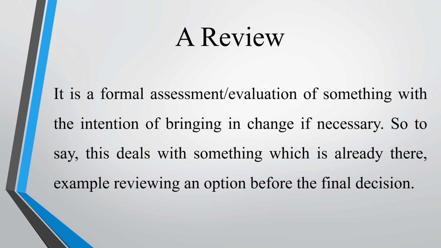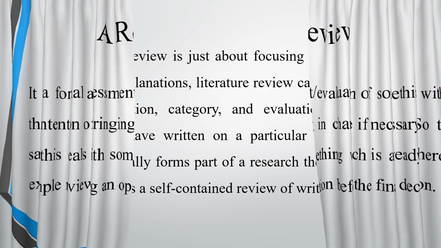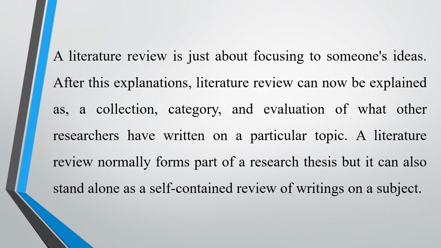Example, reviewing an option before the final decision. So a review is just going through something that has been already done by someone. So a literature review is about focusing on someone else's ideas. After this explanation, a literature review can now be explained as a collection, category, and evaluation of what other researchers have written on a particular topic.